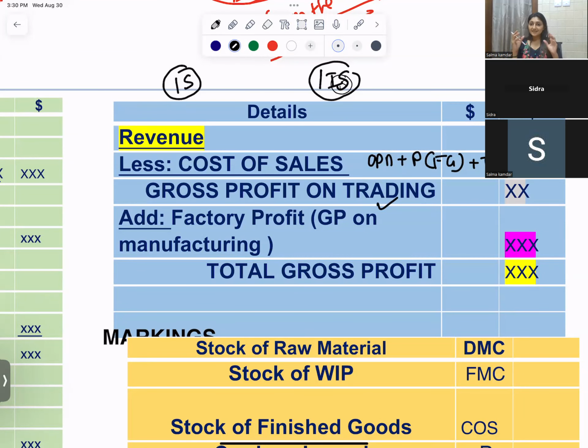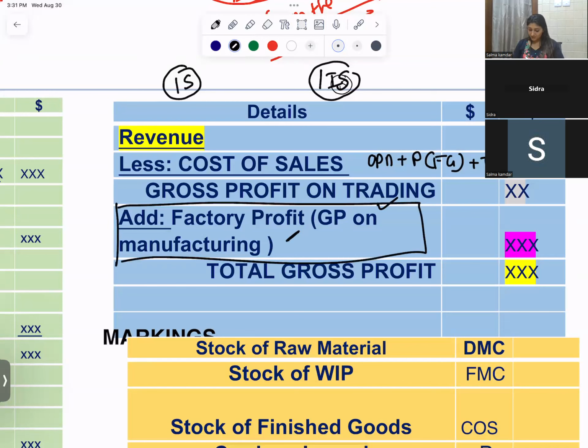Your income statement has your revenue minus the cost of sales. You get gross profit on trading. Then you will add the gross profit on manufacturing. You will get the total gross profit. Tell me, when I say that I have made a gross profit on manufacturing this much, have you earned the total gross profit, or is there some gross profit that you have not earned?